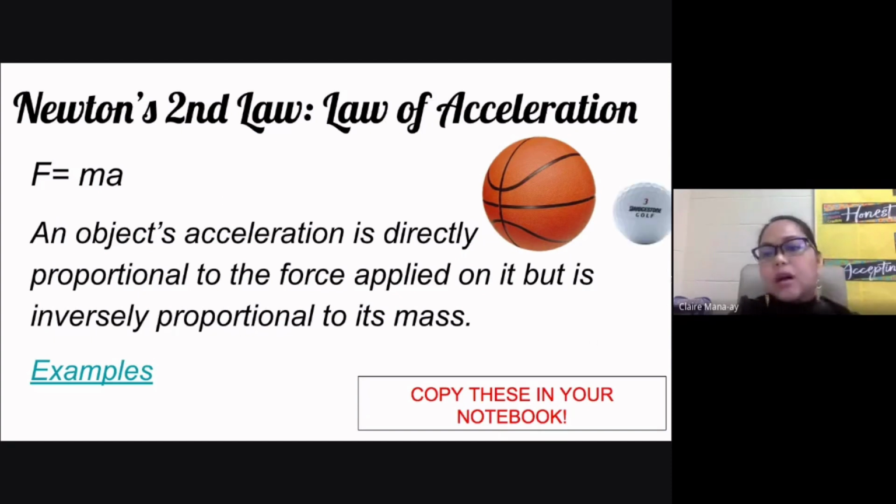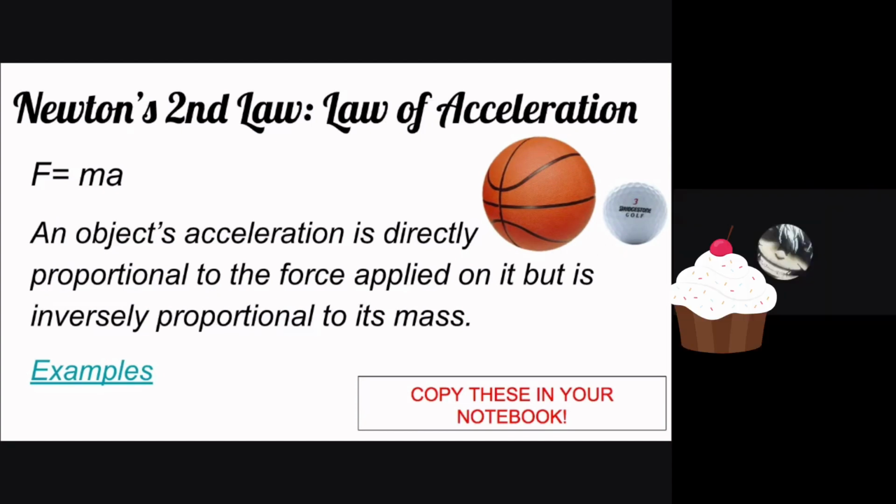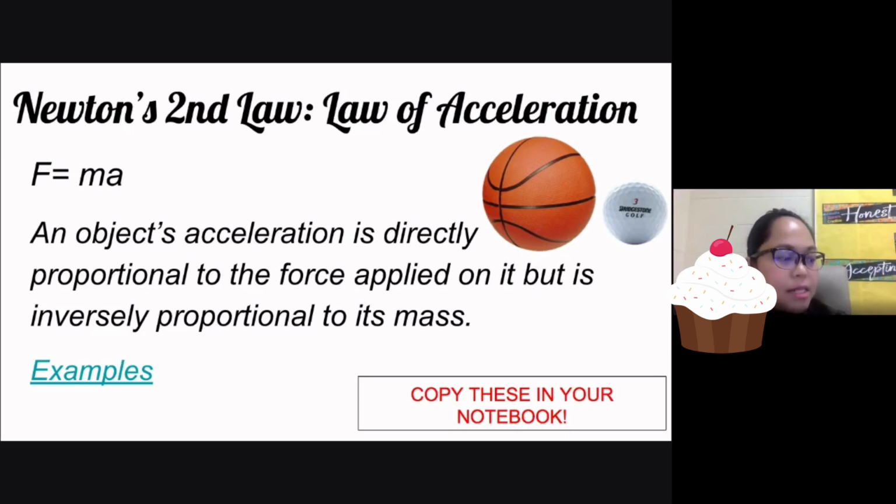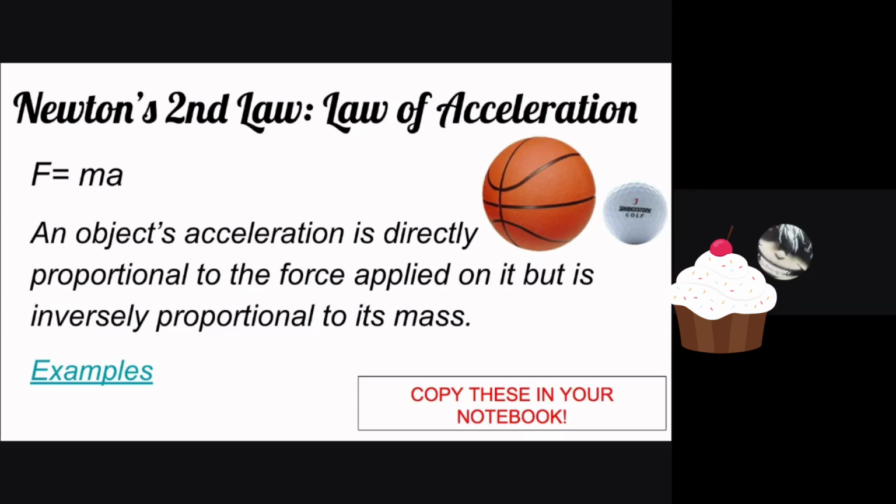Now say you have another ball here. This time it's a golf ball. So you have two types of ball. We know that your golf ball is going to be lighter than your basketball. What do you think would happen if you apply an equal amount of force on them? The golf ball would have a higher acceleration than the basketball would. Why is that so? Because the golf ball has a smaller mass than the basketball does.